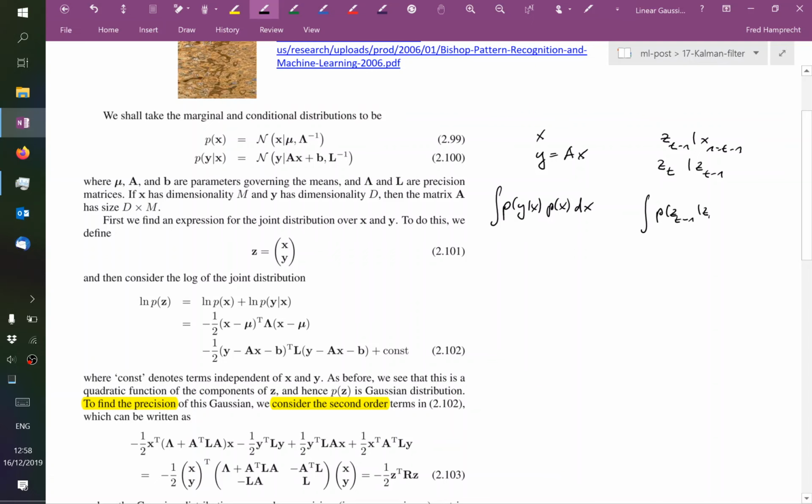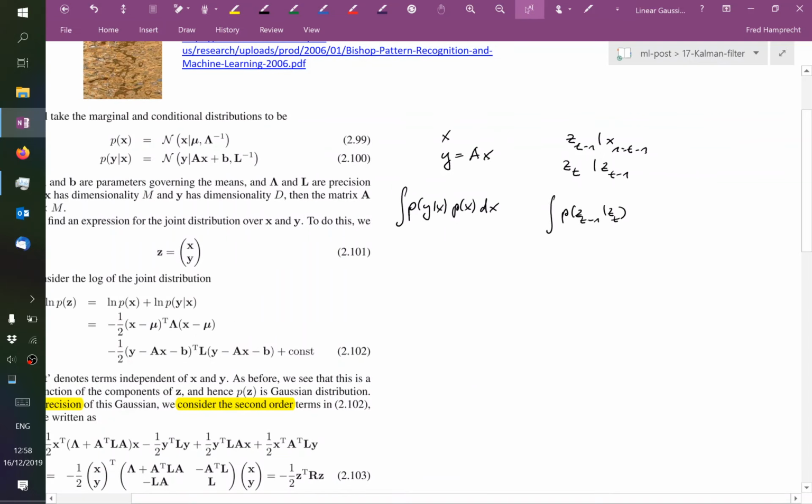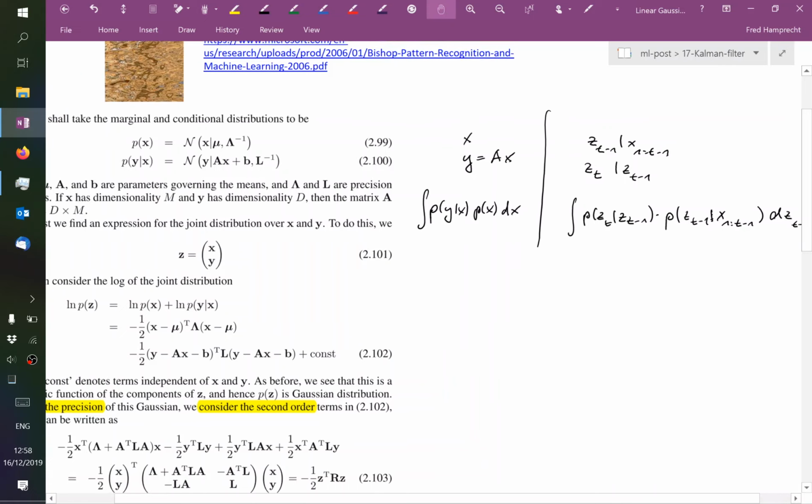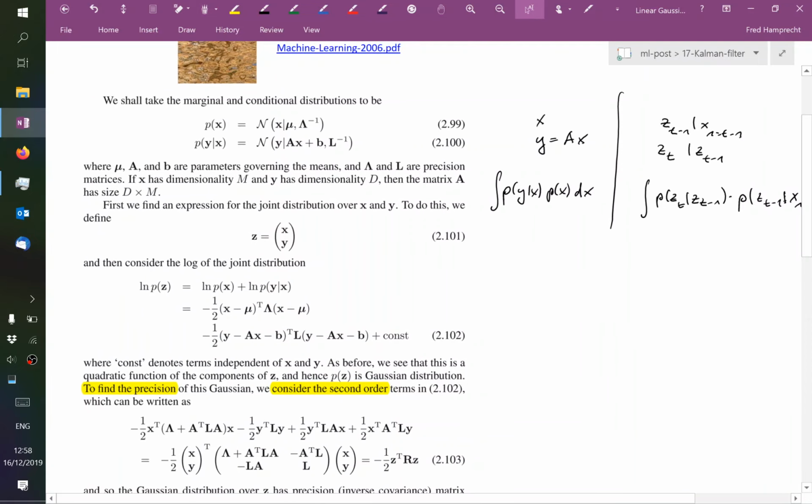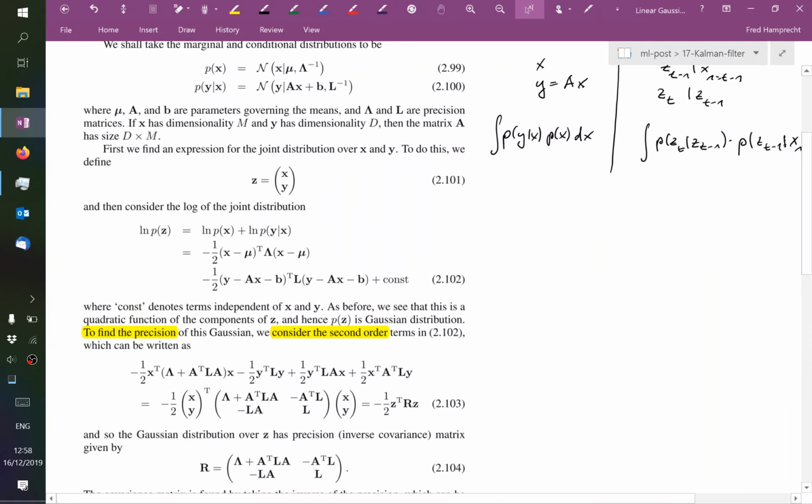z_{t-1} given z_t. Oh, the other way around. z_t given z_{t-1} times the probability of z_{t-1} given x up to the last time step. Okay, so this is how you can translate what's written in this chapter into what we need. And Bishop shows you how to proceed in several steps.